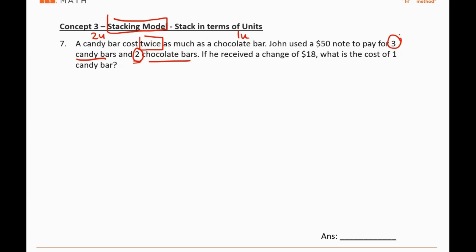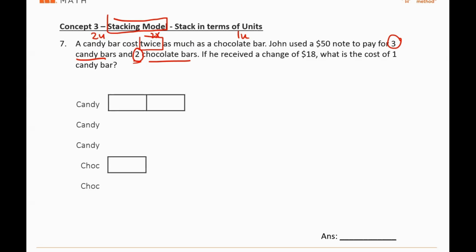So with this, there are 3 candy bars and 2 chocolate bars. So you label all the items that you need to draw first, right? The next step, you draw 1 candy bar and 1 chocolate bar. So 1 candy bar, because of this twice, meaning 2 times, the first item is 2 units. And then the chocolate bar, the second item, is always 1 unit. Then you do all the same for all the remaining candy and chocolate bars, like this, right?